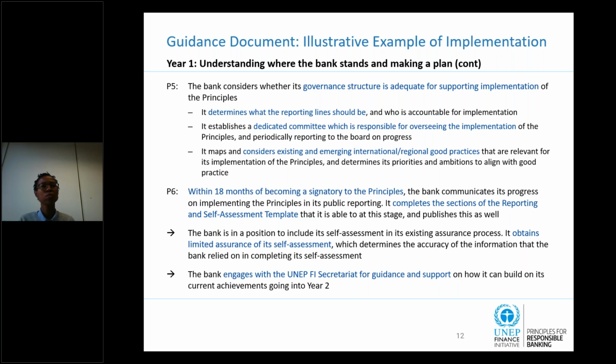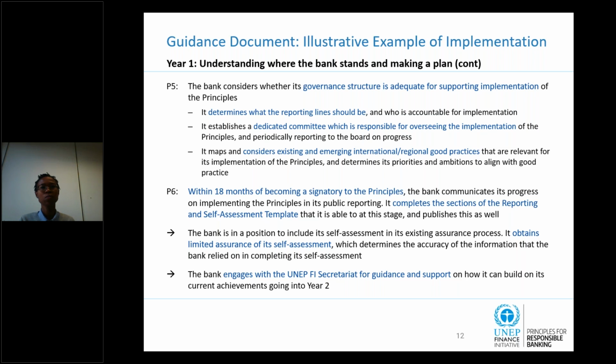And then on to principle 6, which is around transparency and accountability. So within 18 months of becoming a signatory, the bank communicates its progress, and that's very much a requirement of supporting the principles. And it works through the sections of the reporting and self-assessment template of what it can do at this stage, and publishes this as well. And so the bank here is in a position to do its self-assessment, and it's going to use its existing assurance processes, and it obtains a limited assurance of its self-assessment.